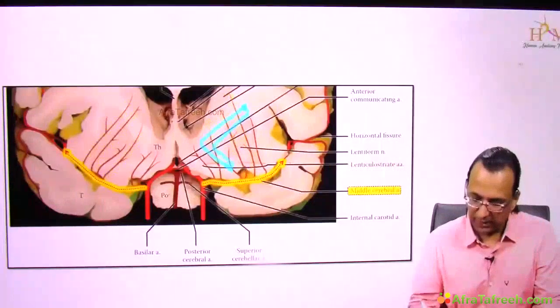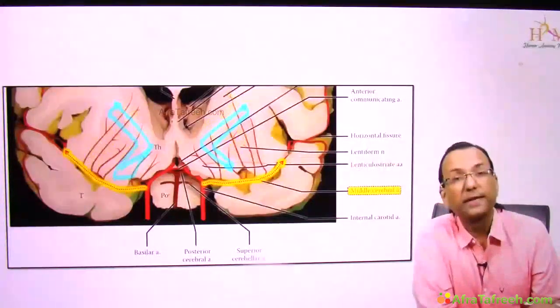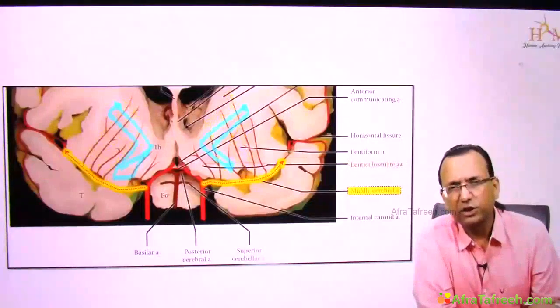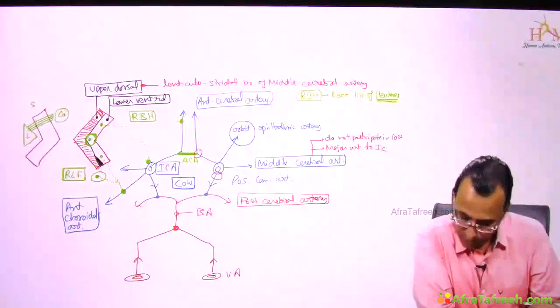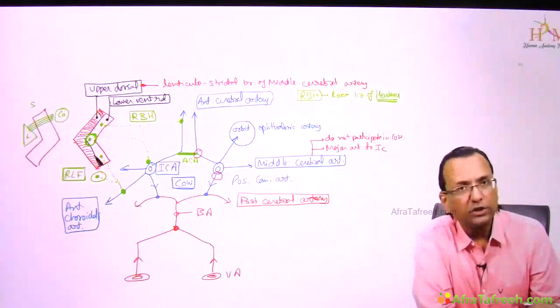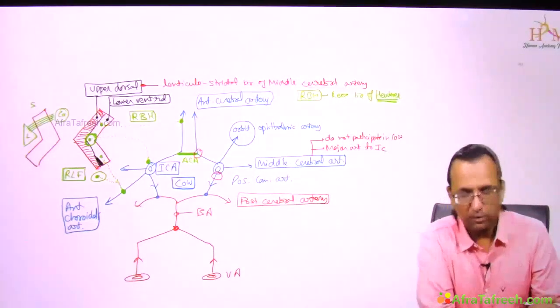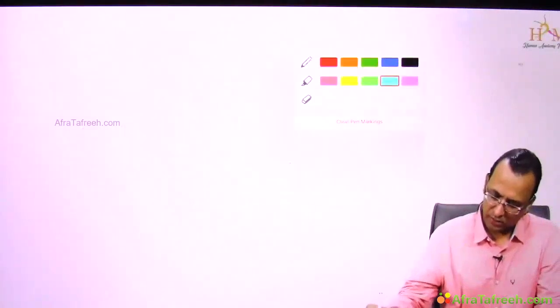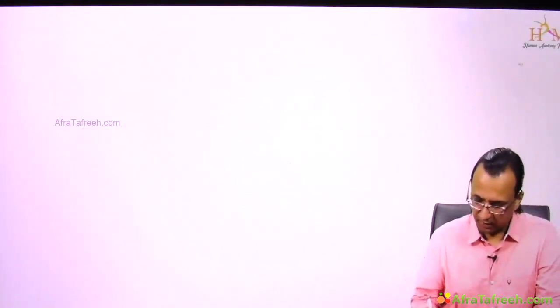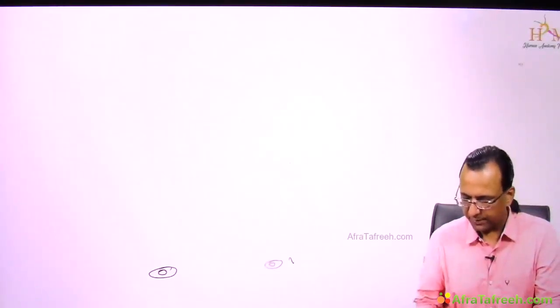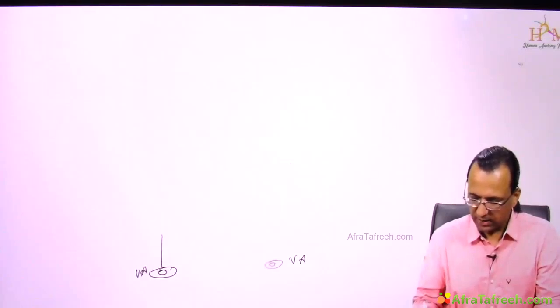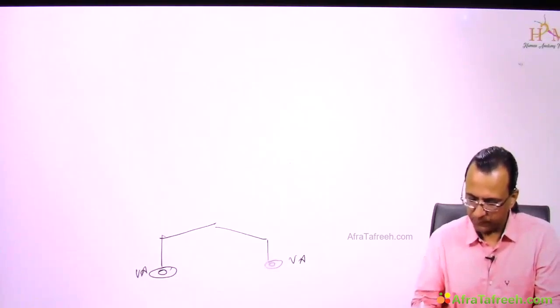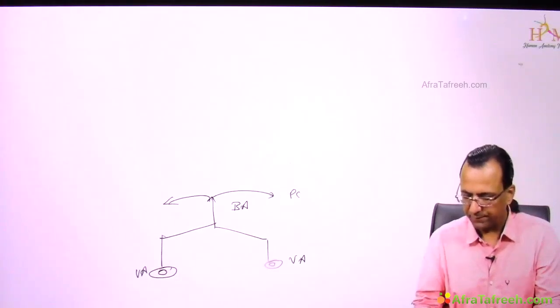Now, if that supplies the upper dorsal part of the internal capsule, who is supplying the lower ventral part? We will discuss that by drawing a diagram. So this is your diagram now. Okay, let us do it. If you remember, there are two vertebral arteries ascending, and they join to form the basilar artery. Then they bifurcate to form the posterior cerebral arteries.